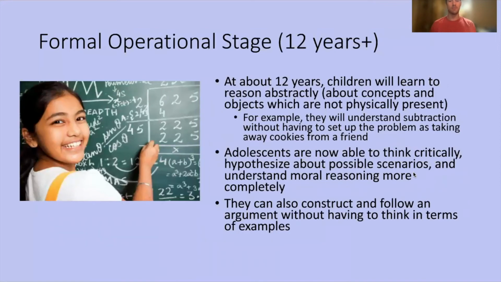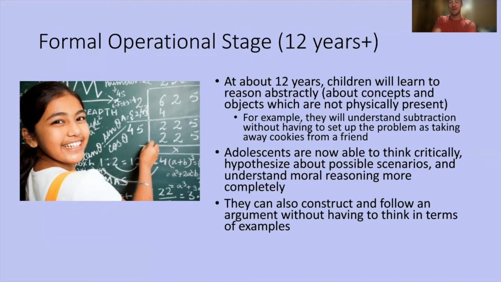However, we get to the formal operational stage at about 12 years old. And during this stage, children are learning to reason abstractly now. So these are going to be about concepts and objects that are not actually physically present. So this is the start of true critical thinking, true abstract thinking. So for example, kind of like I just said, they will understand subtraction without having to set up the problem as taking away cookies from a friend.